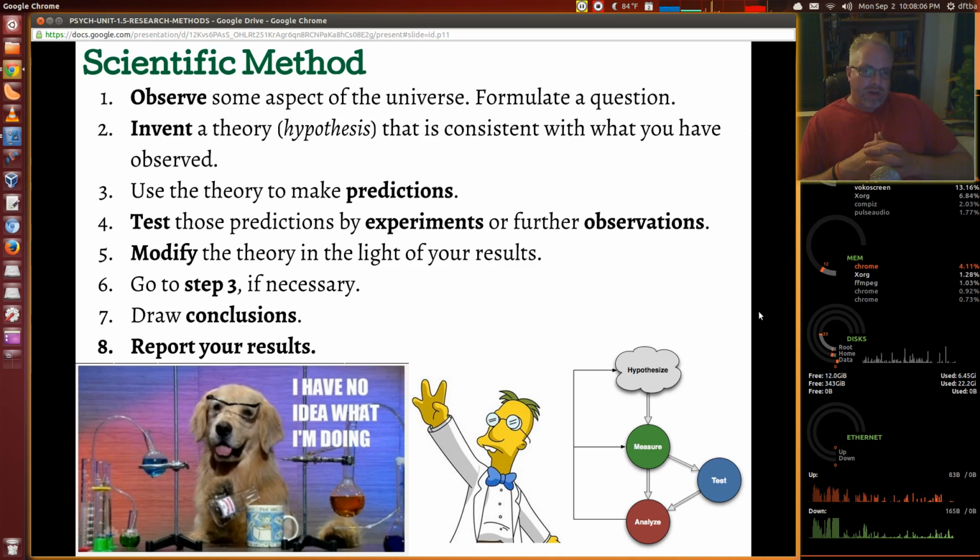You're going to use a theory to make predictions then. So you go into all of this with a prediction. You think X is going to happen if A and B are combined. So you test those predictions by experiments or with further observations, and you modify them in the light of your results. So this is the part where I think some students get a little bit confused.